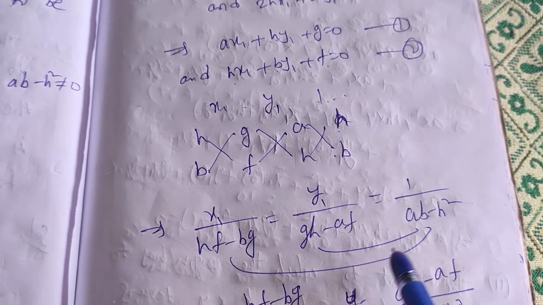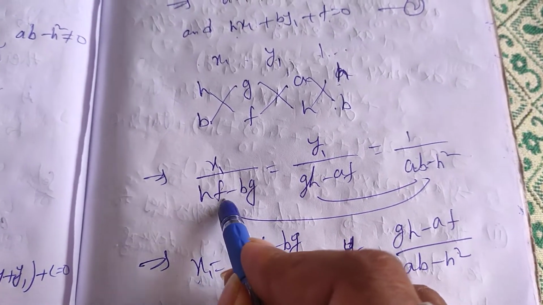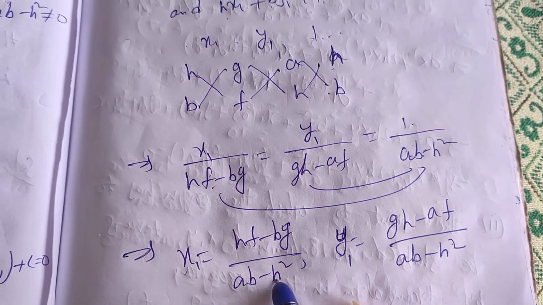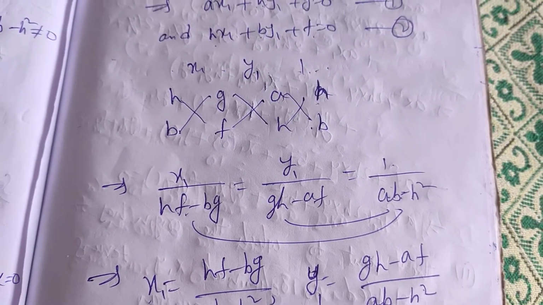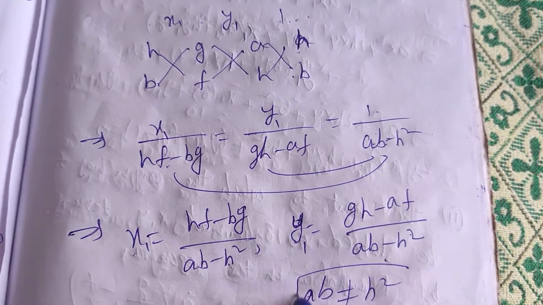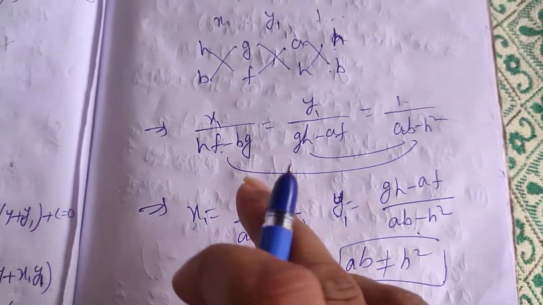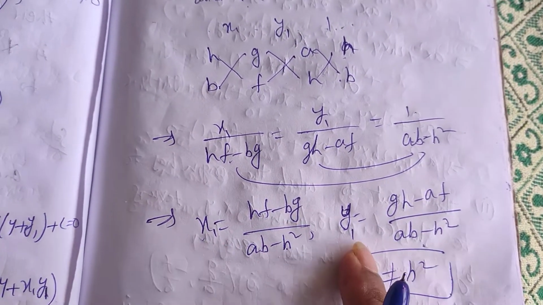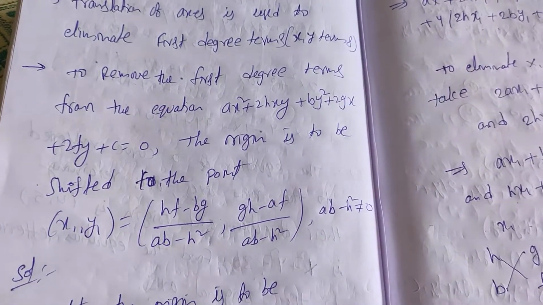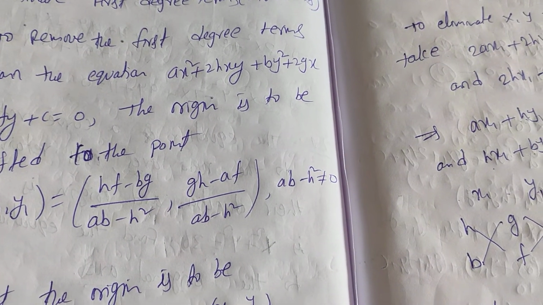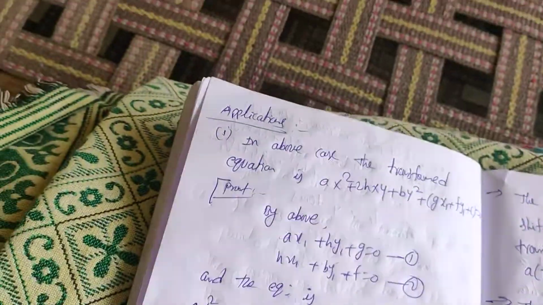So to get x1, equate the first and last. To get y1, the second and last. So x1 is equal to hf minus bg by ab minus h square, and y1 is equal to gh minus af by ab minus h square, and ab is not equal to h square, or ab minus h square is not equal to 0. Because if ab minus h square is equal to 0, then the denominators will be zero, then these two are not defined. So this is the process to find the point to which the origin is shifted so that the x, y terms are eliminated.